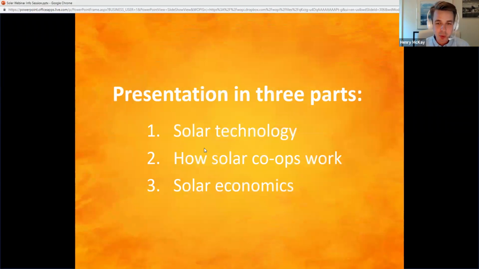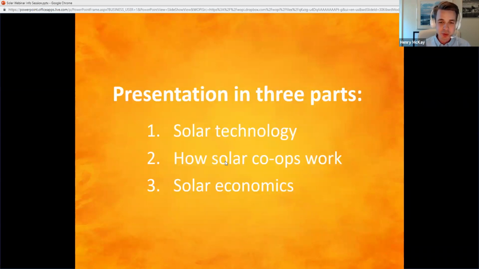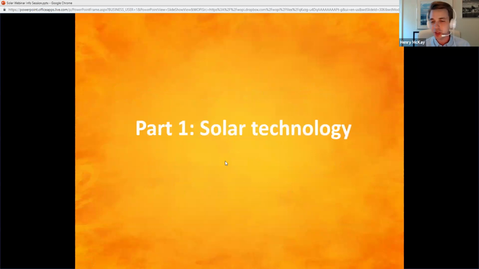And so I'm going to talk a little bit more about that today. First, as I said, I'm going to talk about solar technology, then we'll go over how solar co-ops work, and then some solar economics. So first, solar technology. And I'm going to pause at the end of each one of these 3 sections, you'll see another orange screen like this. And if you do have questions you want to ask using your microphone, that will be the time to ask them.